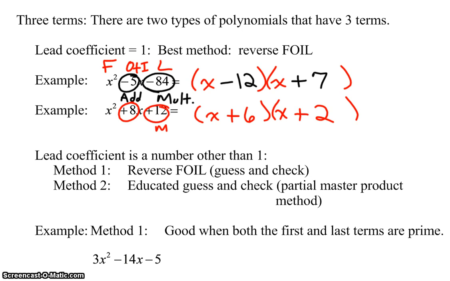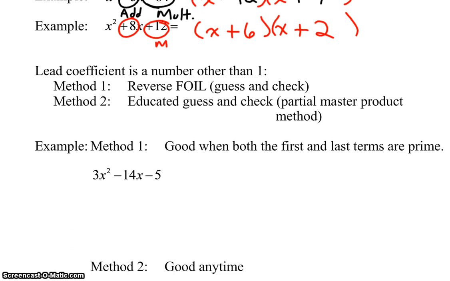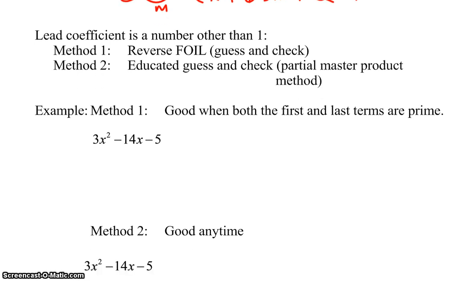If it has a lead coefficient, you can still use that technique. It's just harder if the numbers aren't prime. Notice on this first example, the 3x squared and the minus 5 are both prime numbers. That means it's going to be icky, but not quite as icky as it could be. I know to get the 3x squared, there's only one way to get it, 3x and x. And I know to get 5, there's only one way to get that, and that's 1 and 5.